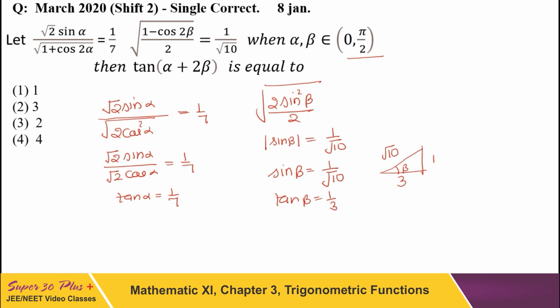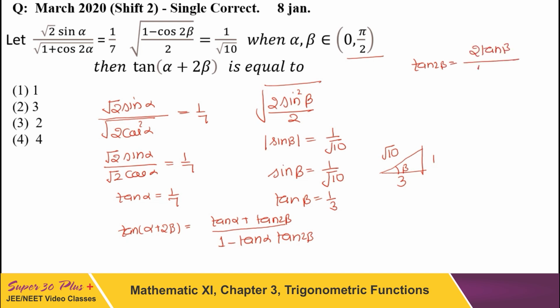Now tan beta is 1 by 3 and tan alpha is 1 by 7. We have to find tan of alpha plus 2 beta. What is the formula of tan A plus B? It is tan A plus tan B upon 1 minus tan A tan B. What is the value of tan 2 beta? Tan 2 beta is 2 tan beta upon 1 minus tan square beta.